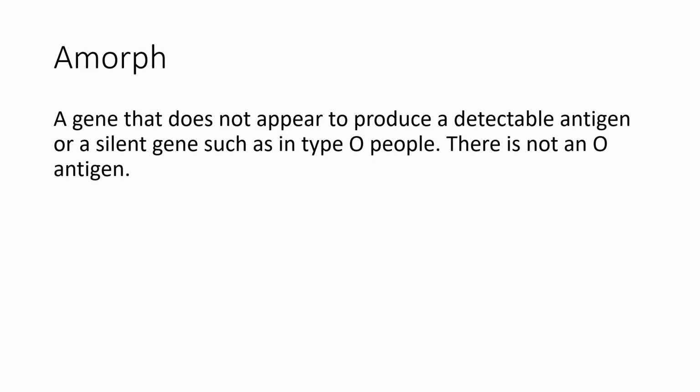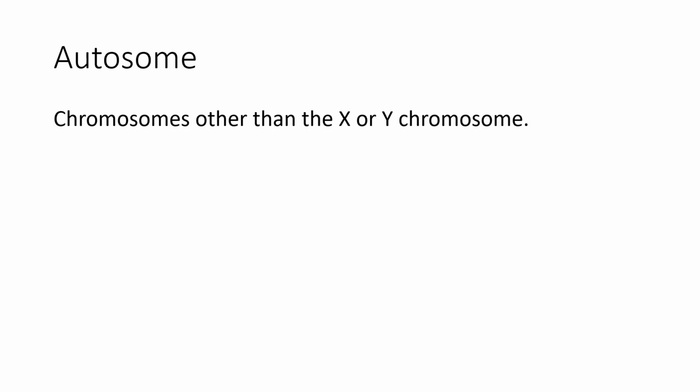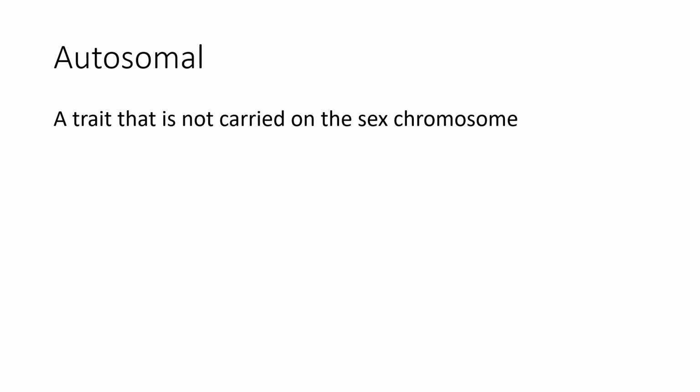We'll start now with terms and definitions. Amorph, a gene that does not appear to produce a detectable antigen, or a silent gene, such as in type O people. There is not an O antigen. Autosome, chromosomes other than those on the X and Y chromosome. Autosomal, a trait that is not carried on the sex chromosome.